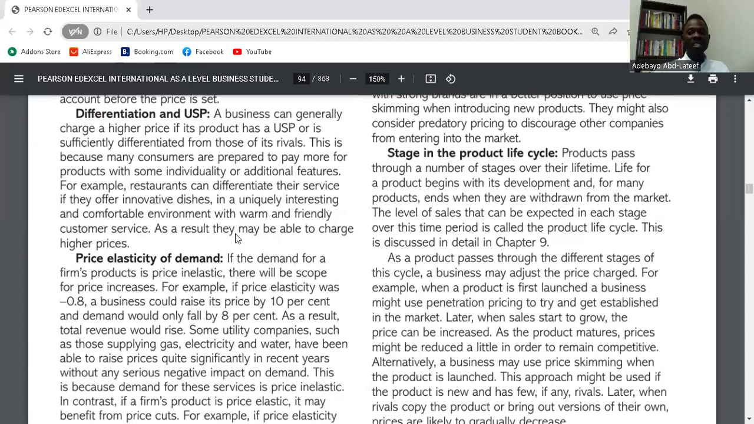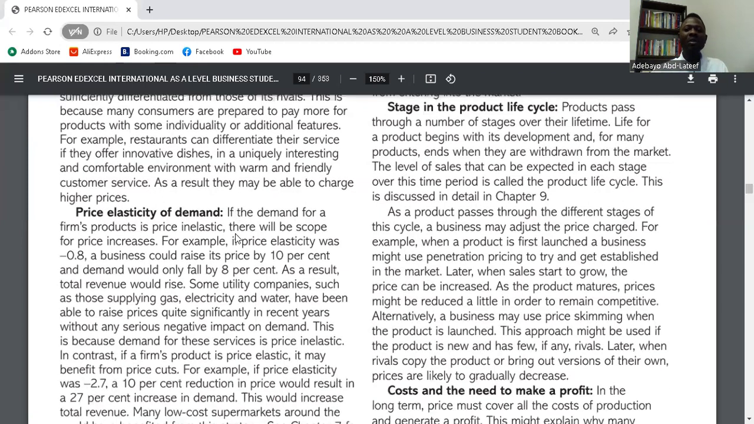The sixth one, stage in the product life cycle. Products pass through a number of stages over their lifetime. Life for a product begins with its development, and for many products ends when they are withdrawn from the market, at saturation or decline. The level of sales that can be expected in each stage over this time period is called the product life cycle. We've discussed it. So as a product passes through the different stages of this cycle, a business may adjust the price charged. So basically what they are saying is the stage the product has to pass through will determine the pricing strategy you can use.